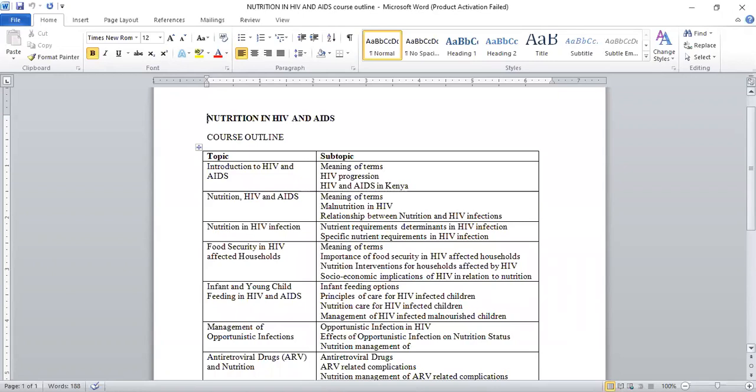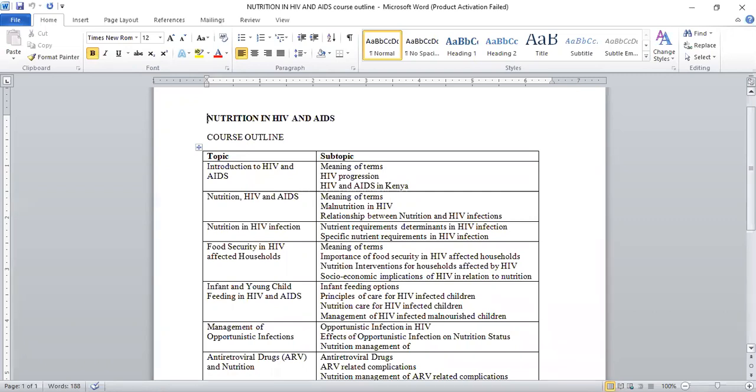So nutrition in HIV, we are basically going to discuss how you can manage a HIV positive person or those who are affected. Remember, there is a difference between those people who are infected and those who are affected. Those who are infected are those who are carrying the virus, and those who are affected are the people who are living with those people suffering.